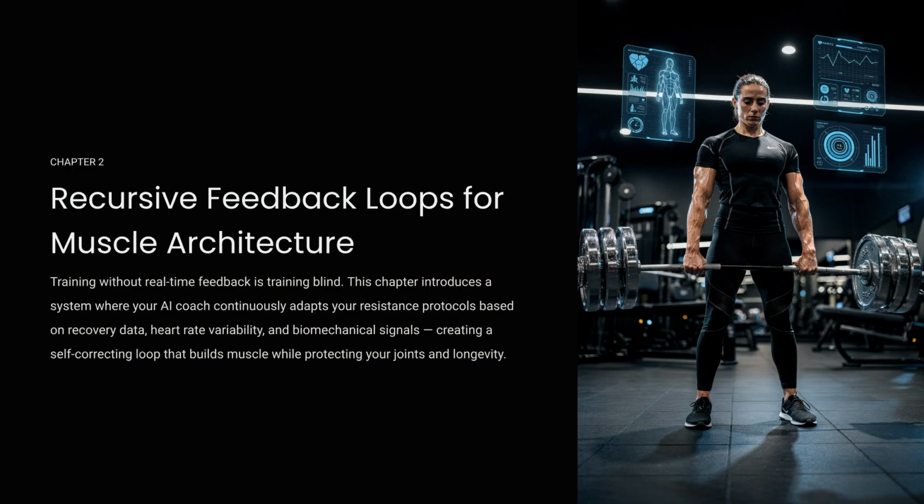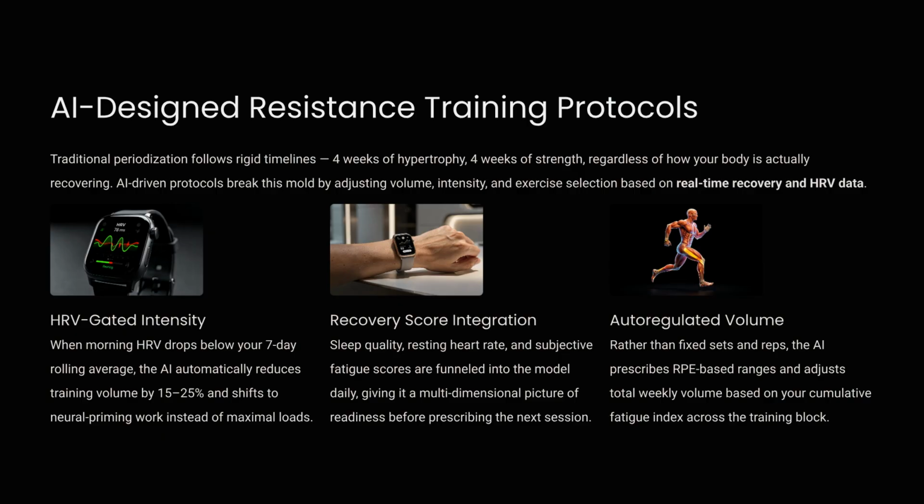Chapter 2 focuses on recursive feedback loops for muscle architecture. Training without real-time feedback is training blind. We'll introduce a system where an AI coach continuously adapts your resistance protocols based on recovery, heart rate variability, and biomechanical signals. AI-designed resistance training protocols move beyond rigid periodization.